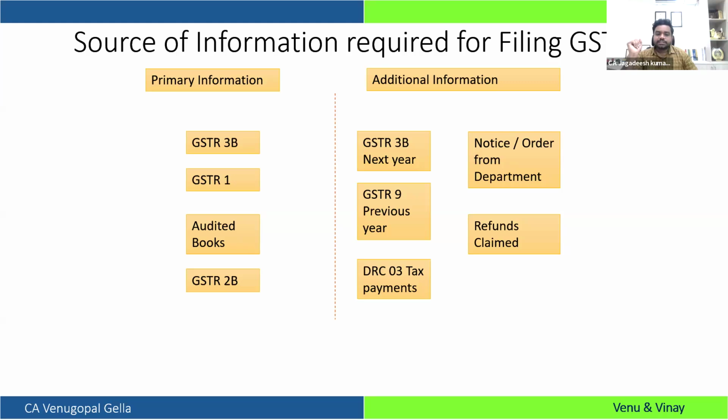And DRC-03 tax payments. If you have paid any liabilities, or if you have reversed any input tax credit through DRC-03, you also need to have that. And if you have received any notices or orders from the department, and refunds claimed, all of these need to be reported in the other information, that is from table 15 to table 19 in your GSTR-9. So this is all the information we have to keep ready before starting the preparation work for the annual return, GSTR-9 and 9C.